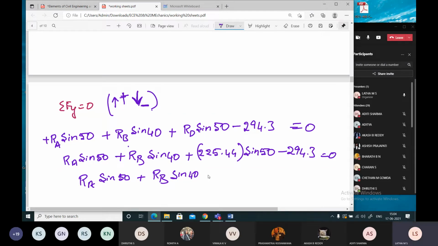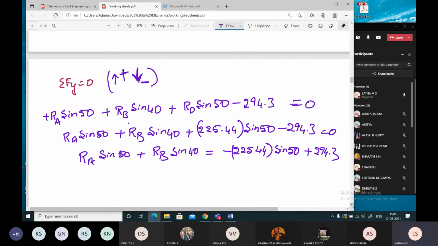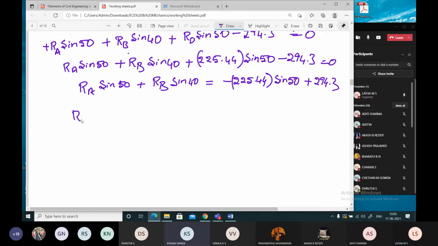Okay, what is this value? Equals, I'll take it on the right side: minus 225.44 sin 50 plus 294.3. You have wonderful calculators to calculate. Okay, 1.69, ma'am, right side.